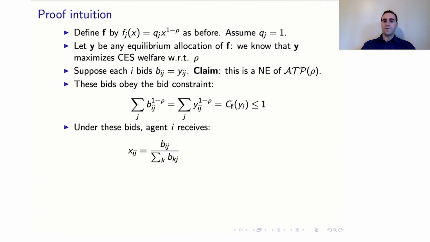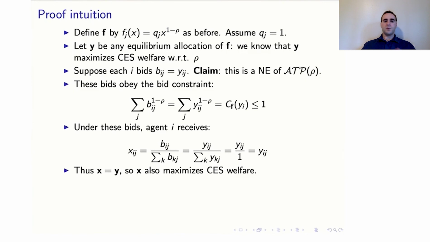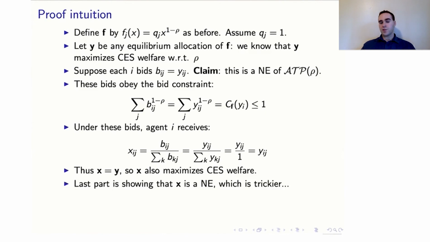If we have these bids, each agent is going to get the following allocation. Xij is equal to this fractional allocation we mentioned, which is going to be Yij divided by sum over k of Ykj. And we know that that bottom denominator is exactly the total supply of the good. And the total supply of the good we've assumed is 1. So this means that the allocation is exactly equal to Y. Great. So X is just the same as Y. X also maximizes CES welfare. Great. We didn't quite show that X is actually also a Nash equilibrium. It's a little trickier.